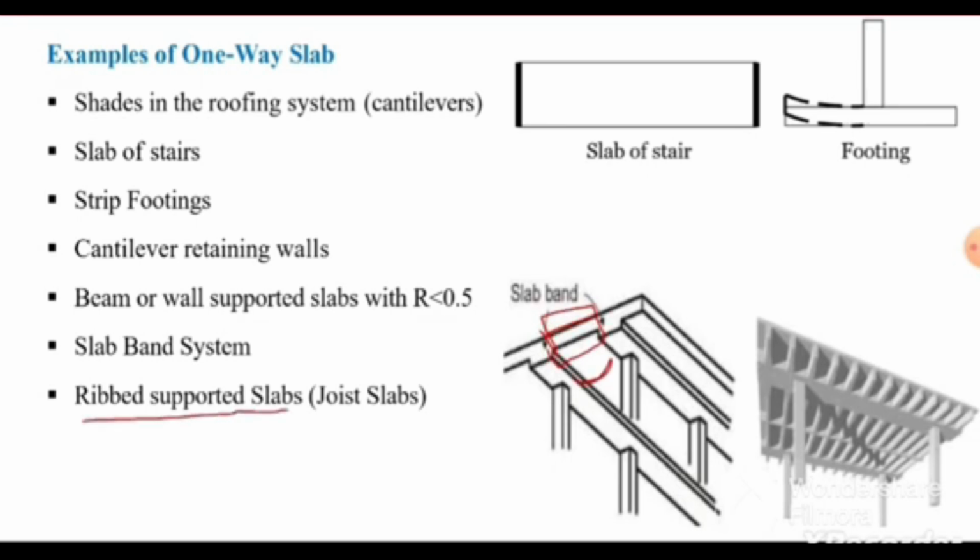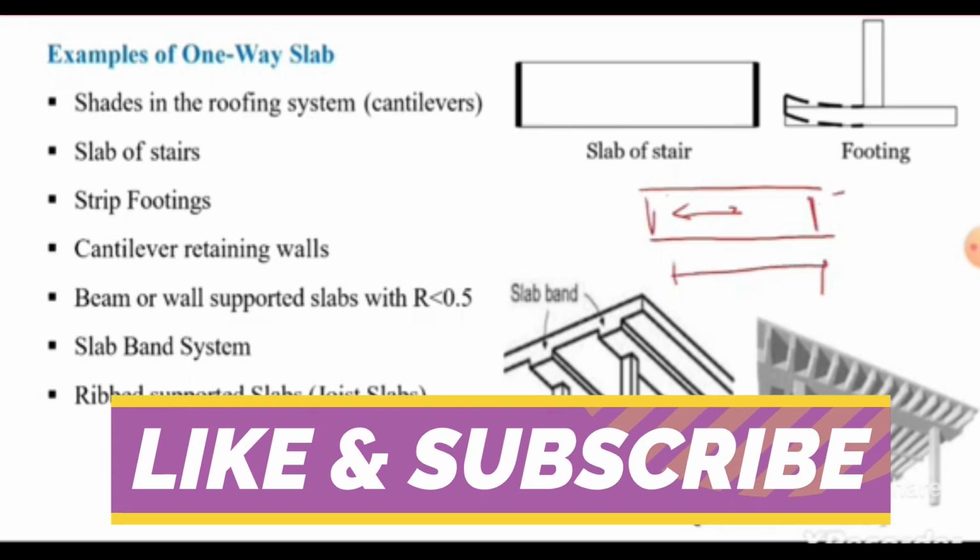Similarly, ribbed slab or joist slab. Sometimes in case of a beam column slab we have primary beams along the central line of the columns, but in case of secondary beams we provide joists, thin beams having larger depth but smaller width, and these are closely spaced. In that case the slab panel in between these joists will be considered a one-way slab because we have closely spaced joists. The slab in between these joists will be considered a one-way slab because it will have longer length but shorter width.